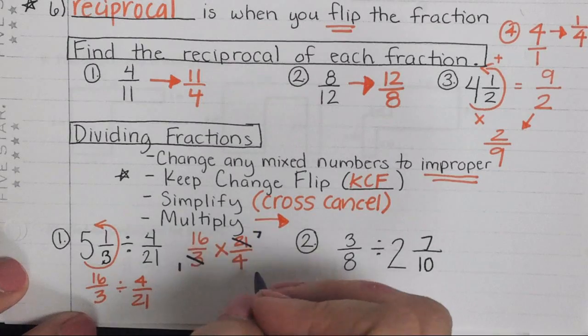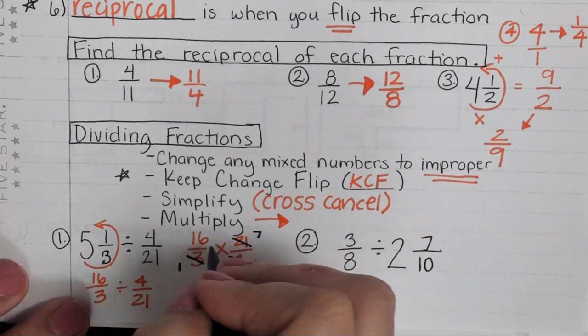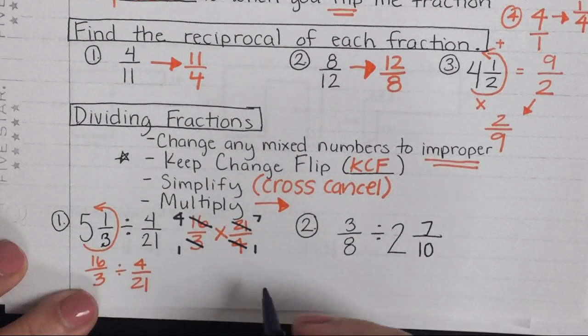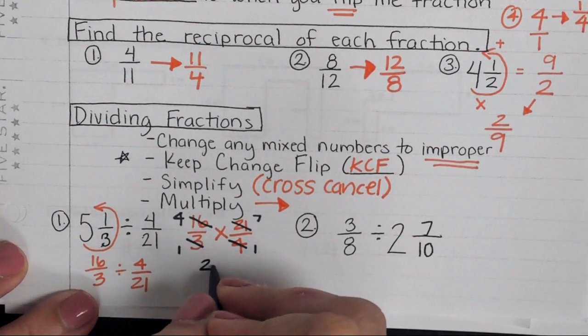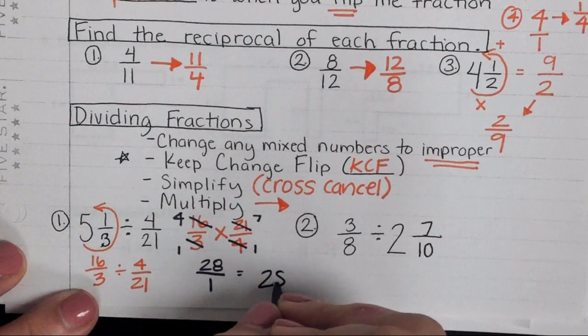All right, 4 and 16. What will go into both? 4. So 4 goes into 4 one time. 4 goes into 16 4 times. So 4 times 7 gives us 28. 1 times 1. And then we know that is 28.